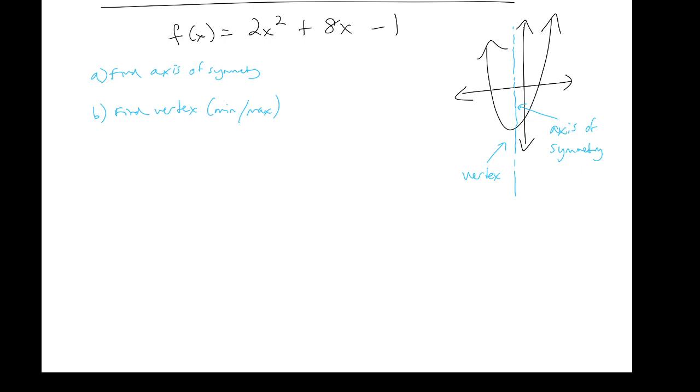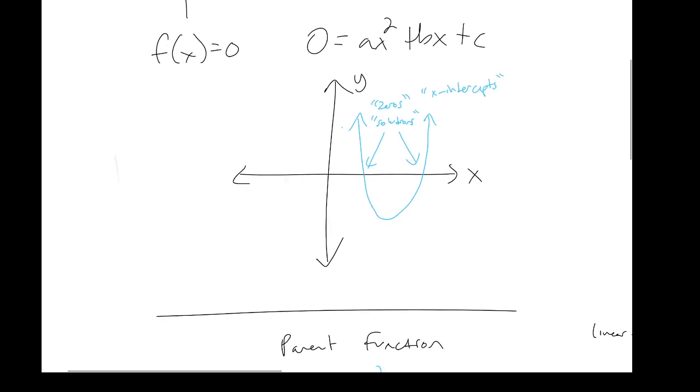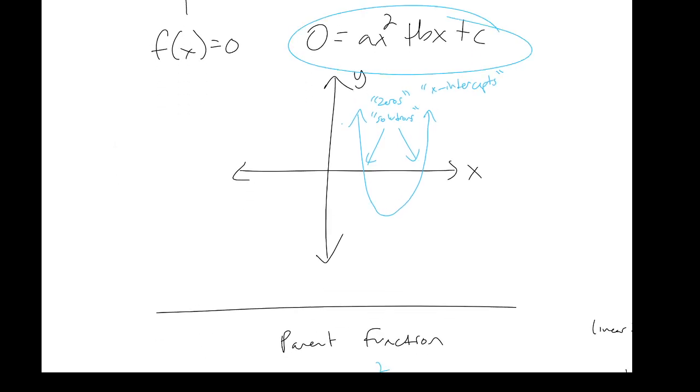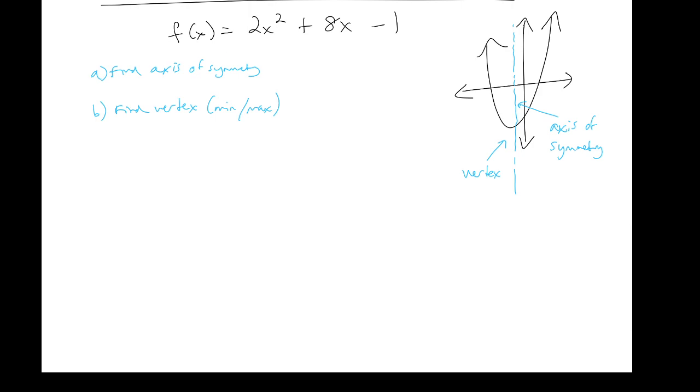Okay? Now, first things first, let's go ahead and tackle this function and figure out a few pieces of information, because let's think about our basic quadratic function, which again was ax squared plus bx plus c. So we've got to figure out what a, b, and c are equal to. Well, I'll simply put our a is equal to 2, our b is equal to 8, and our c is equal to -1.